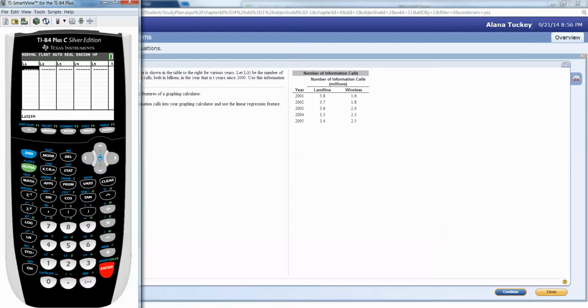Now, for the first column, I want to put in my t values, not my years, but my t values. But remember that t is years since 2000, so that makes this particularly easy. This is going to be 1, 2, 3, 4, 5. Simple as that. Then over here, I want to put in these numbers. Oops, except I typed that one wrong. There we go. And there we have it. So we have those in there.